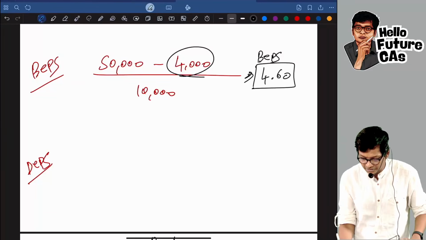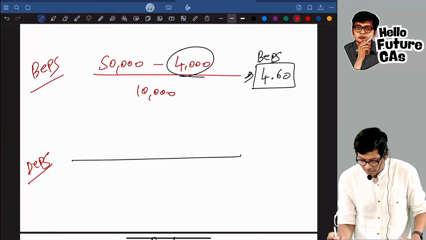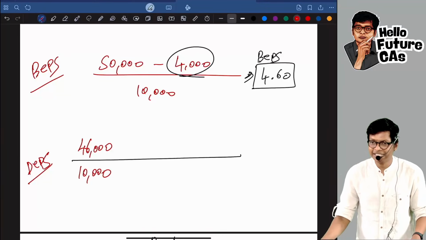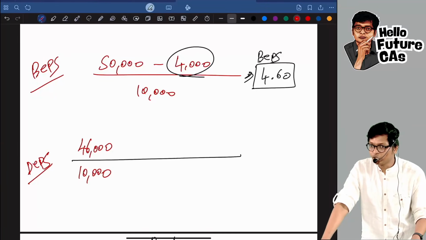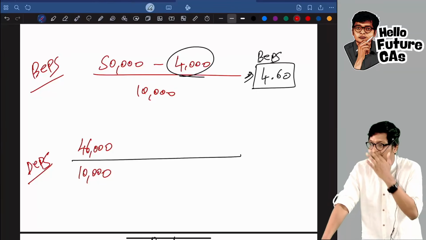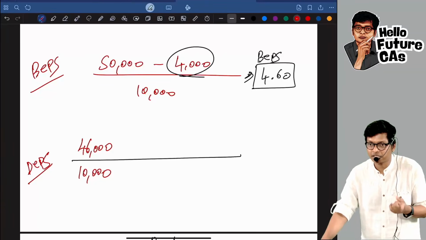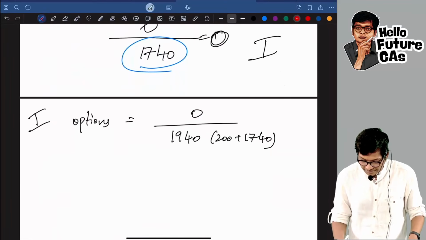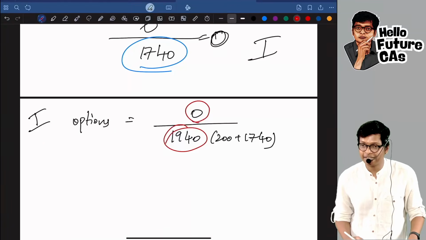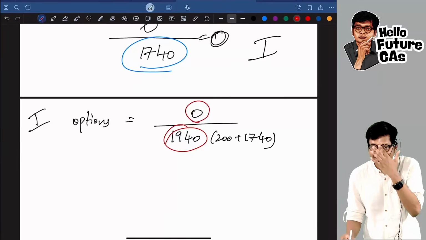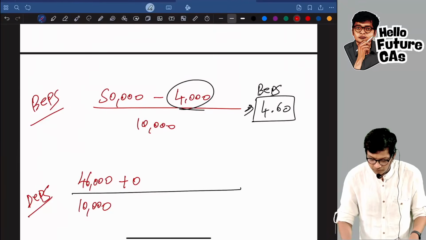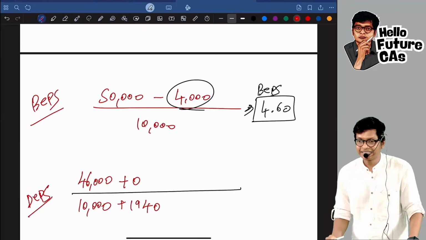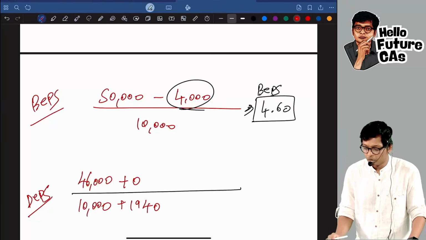Now look at this, how I will do the computation. Follow, guys. First I will write my 46,000 divided by 10,000. Correct? I always start off with the basic EPS value. Now I have to add what first? Options. For options I will add 0. Sir, how 0? I summarized it here already for options. Add 0, add 1940. Now you don't have to do computation, in ranking itself you did the computation. So add 0 and add 1940. Are you guys getting it?